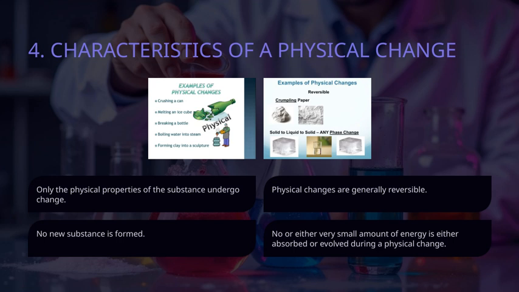Physical changes are usually reversible, so you can often undo them. For example, melting ice into water and then freezing it back into ice is a classic physical change. And importantly, very little energy is absorbed or released during these changes, sometimes none at all, making them quite different from chemical changes that involve energy exchanges. Understanding these points helps us see how physical changes fit into the bigger picture of matter and its transformations. They're typically simple, reversible, and involve just physical properties, not the substance itself.